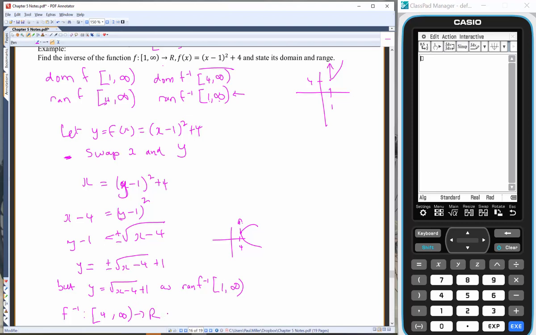Mapping to the codomain, in methods it's always the set of all real numbers. f negative 1 of x equals root (x take 4) plus 1. So again, a 3 mark question there.